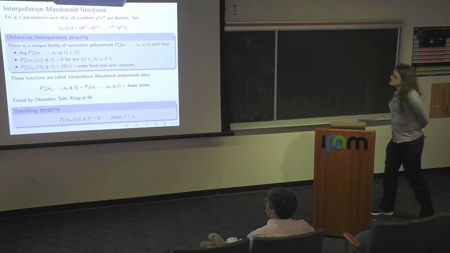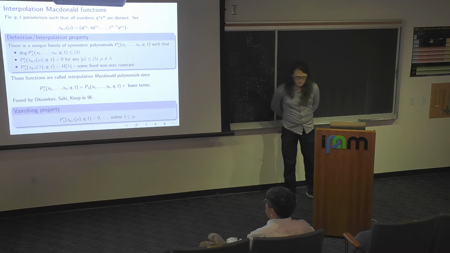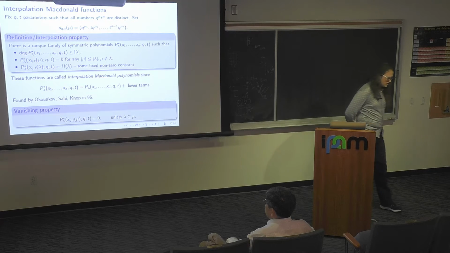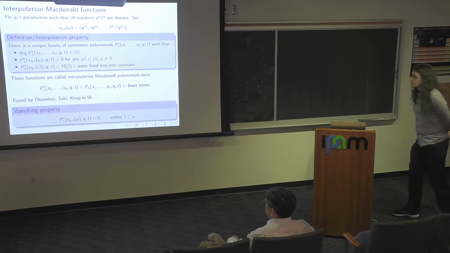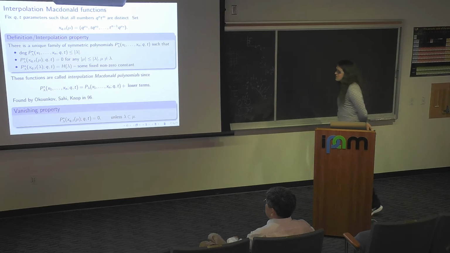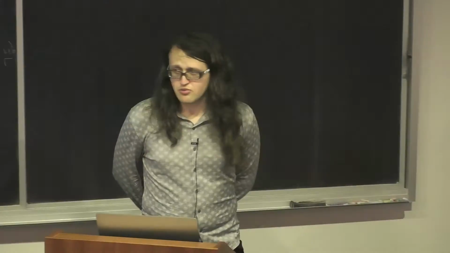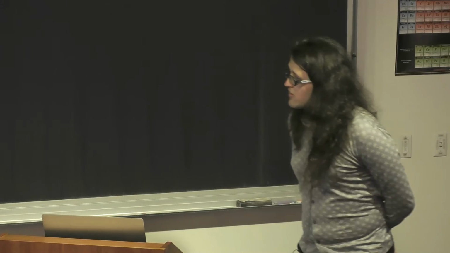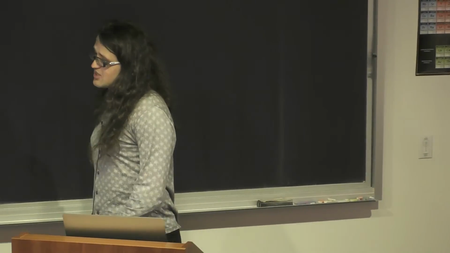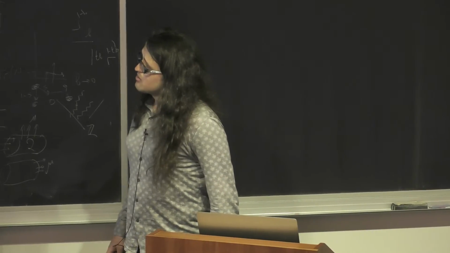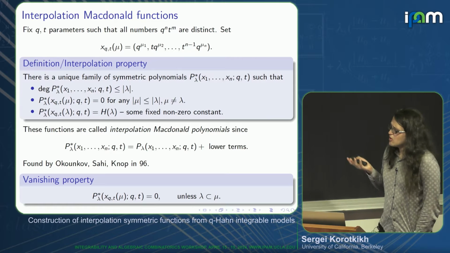And yes, this solution was found in three different works, which appeared at more or less a very similar time. It first appeared in the works of Sahi and Knop in '96, and then slightly later in the work of Okounkov in the same year. This is a different solution, and I'm not talking about any other solutions because there were no other solutions.